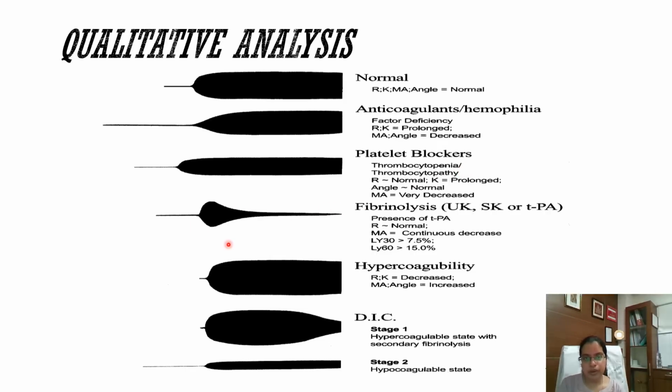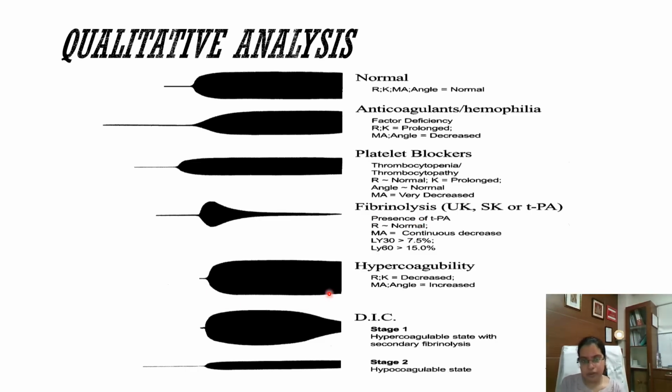Now this fourth, we can see there is increase in fibrinolysis. So R time is normal. There is a continuous decrease in MA. Ultimate strength has been achieved, but it does not last long. There is persistent decrease in MA. Lysis 30 is greater than 7.5%. So excess fibrinolysis is going on. So we will give this patient antifibrinolytic agent, that is tranexamic acid.